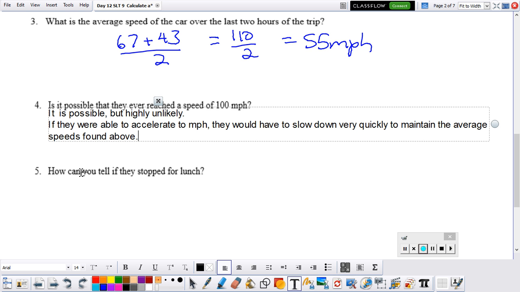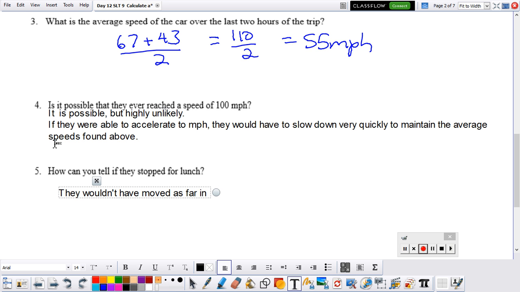How can you tell if they stopped for lunch? Well, there are 2 ways you could tell. One is they wouldn't have covered, I won't say moved because I typed an M, moved as far in that hour, and the average speed would decrease. I don't want to say go down, that's a bad word, I'm going to say decrease, that's a better math word. Now I want you to take a second and think about what this would look like on a graph.